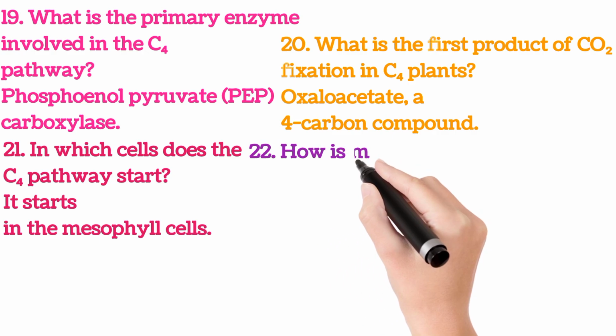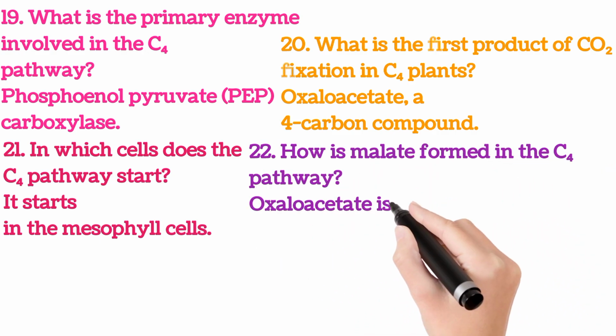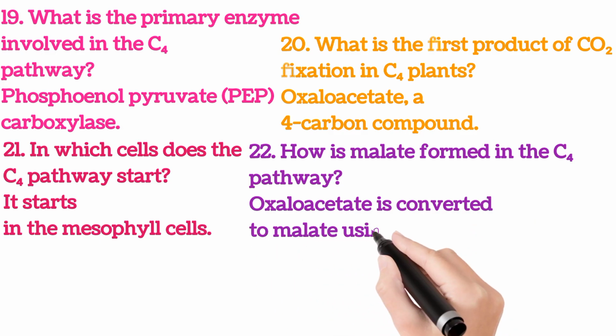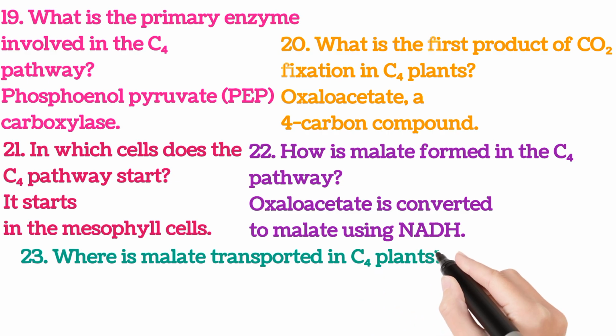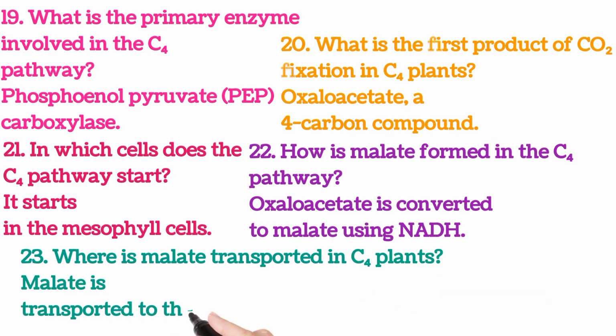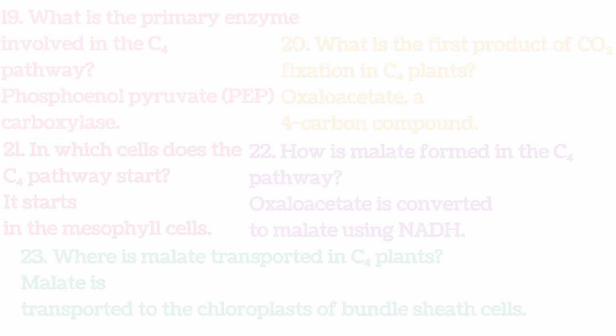22. How is malate formed in the C4 pathway? Oxaloacetate is converted to malate using NADH. 23. Where is malate transported in C4 plants? Malate is transported to the chloroplasts of bundle sheath cells.